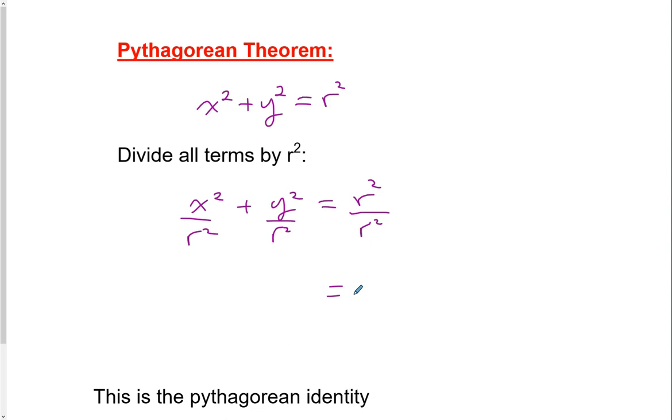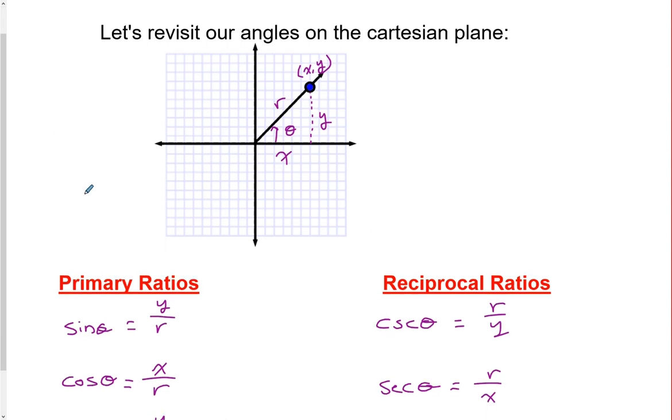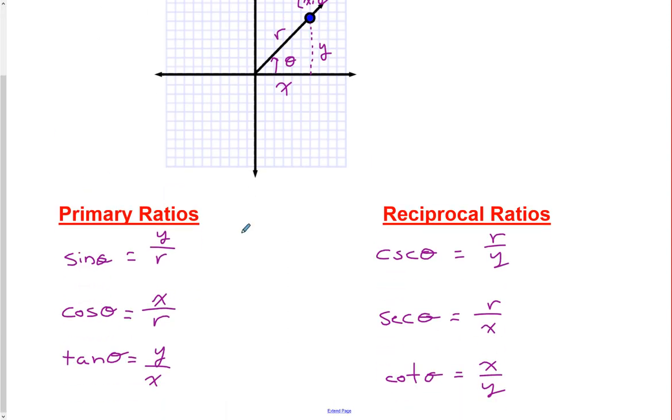Well, r squared divided by r squared, that's easy. That's just 1. So that's a nice easy one. Now, x squared over r squared. We've got to look back on the previous page. What is x squared over r squared? Oh yeah, here it is.